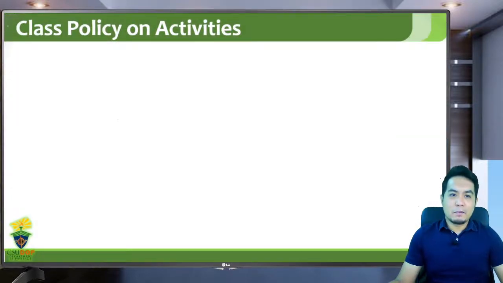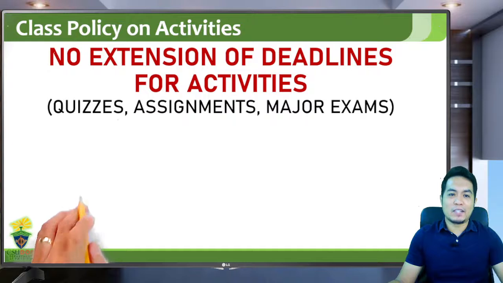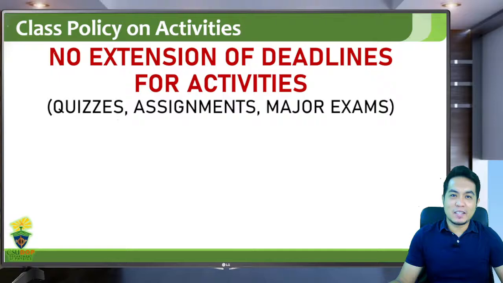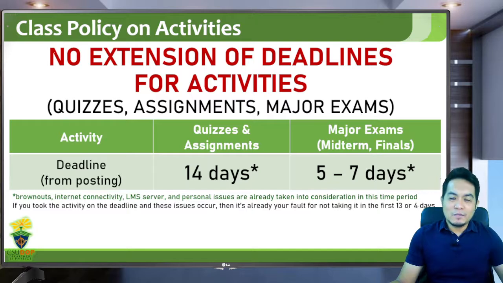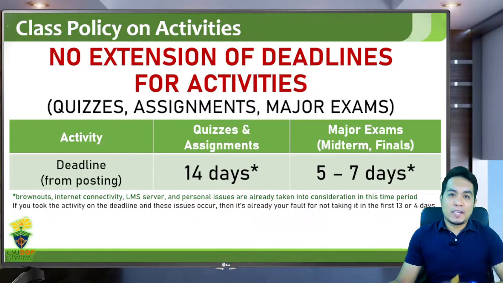This is the major class policy on activities. There will be no extension of deadlines for activities, and by activities, I mean quizzes, assignments, and major exams. Based on experience, there are always students that ask for extension of deadlines, but these are the deadlines for every activity. These are the number of days from the date of posting of the activity. When I announce that the quiz or assignment, or the major exam, the midterm or the final, is now available in the LMS, then these are the number of days for the deadline.